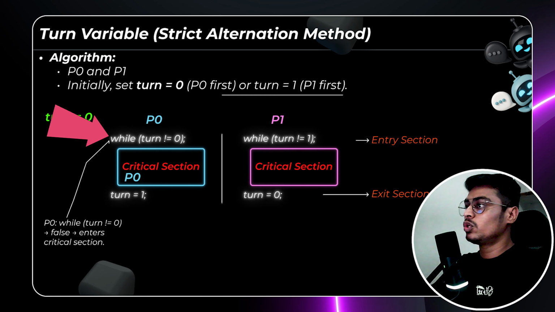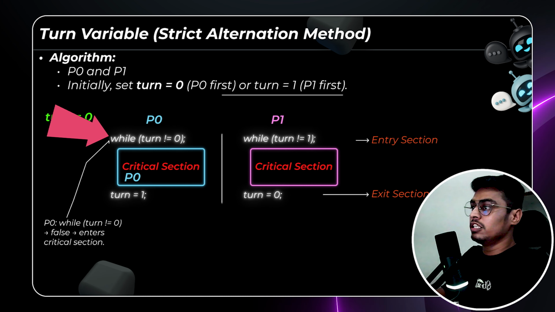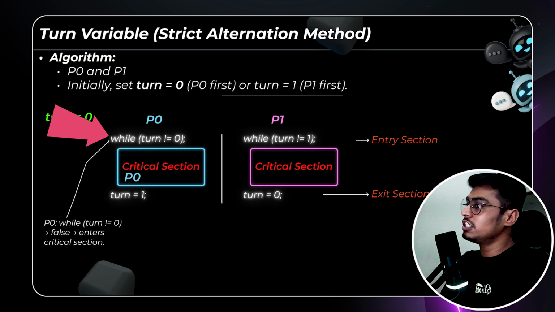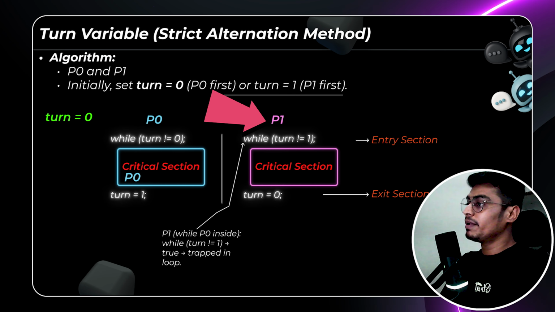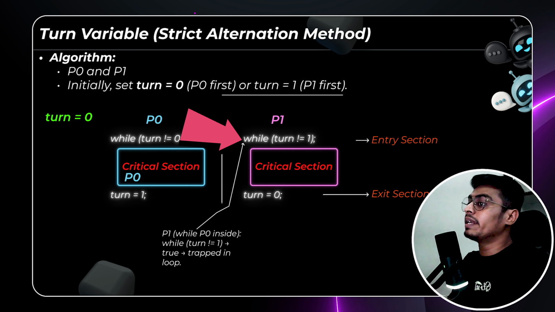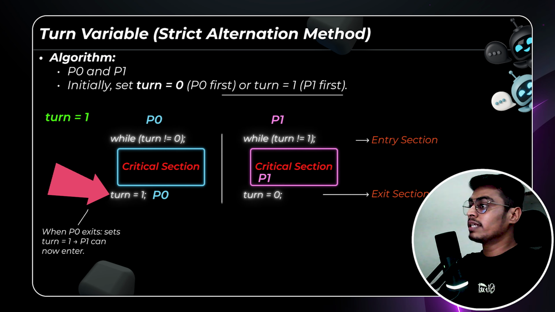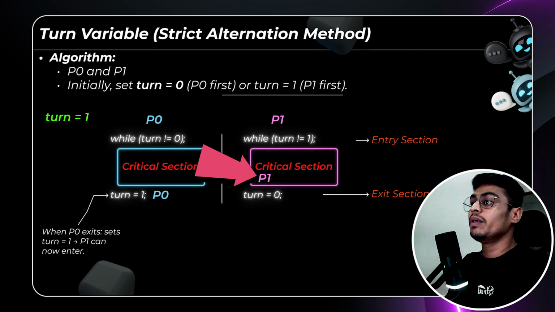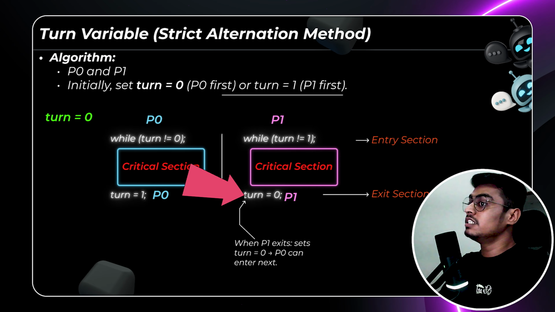When P0 wants to enter, P0 checks while (turn != 0). Since turn is equal to 0, the condition 0 != 0 is false. P0 exits the loop and enters the critical section. When P1 wants to enter while P0 is inside, P1 checks while (turn != 1). Since turn is equal to 0, the condition 0 != 1 is true. P1 gets trapped in the loop and cannot enter. So when P0 exits, it sets turn equal to 1. Now P1 can enter, and when P1 exits, it sets turn equal to 0, allowing P0 to enter next time.